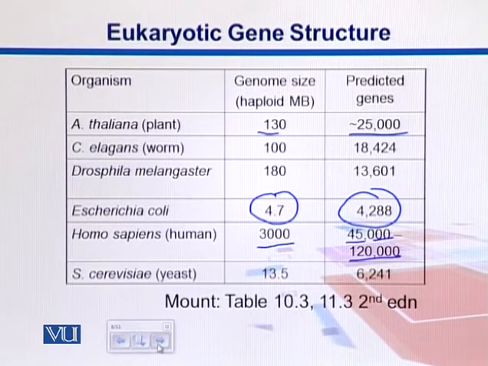If we look into those smaller organisms, which have smaller genomes, and if we take the number of genes and divide that by the genome size, we will see that they have higher densities as compared to the larger genomes.